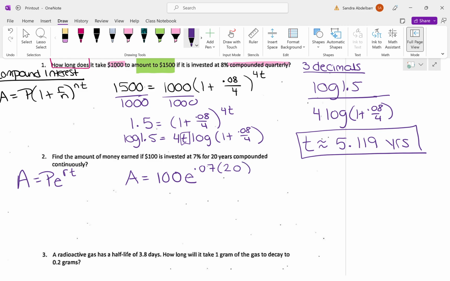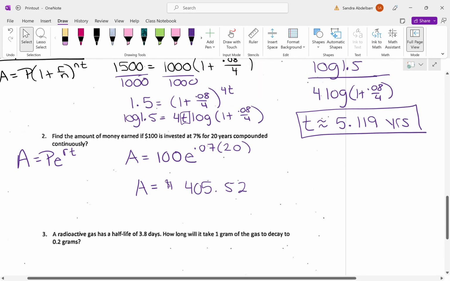And I would just put this right into your calculator. But since we're talking about money, we're not going to just follow the 3 decimal rule. We're going to make it 2 decimals. So this should be, did anybody get it? 405.52. Yeah, you can put that right into your calculator. Does anybody want me to tell you how to put it into your calculator? Anybody having problems? All right. Can I go on to number 3?